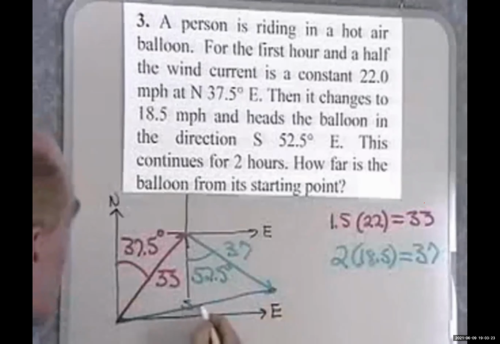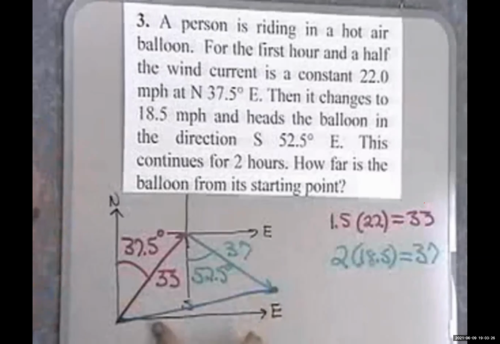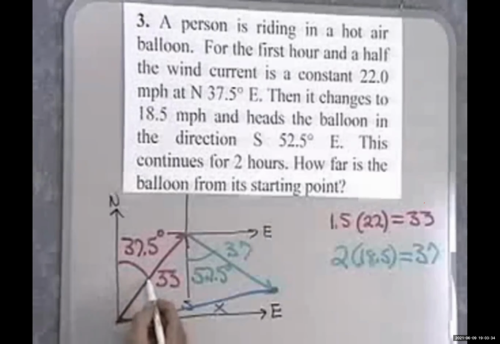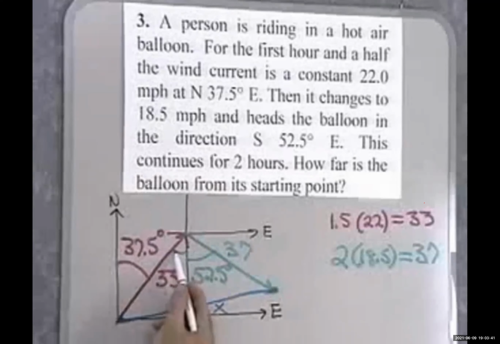Now, I don't know if this is really an accurate diagram. Maybe this line drops down here. I don't know. But this is just for reference. I'm going to call this line segment right here X. Now, let's see. If this angle is 37.5, these are 2 parallel lines right here. So this angle must be 37.5 also.